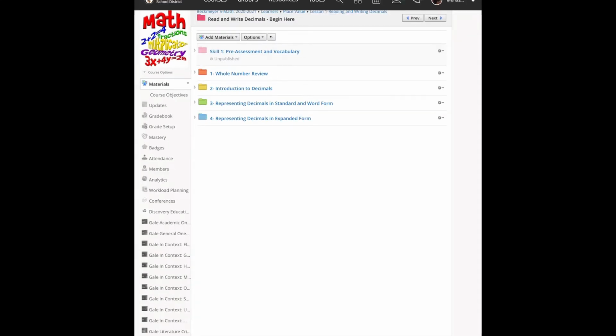So here you will see that there's going to be actually 4 different things that we're going to be doing in place value. We have a whole number review, an introduction to decimals. We're going to represent decimals in standard and word form, and then we're going to be representing decimals in expanded form. Now remember, this is just the first lesson. So these are the skills that we're going to be reviewing in that first lesson.